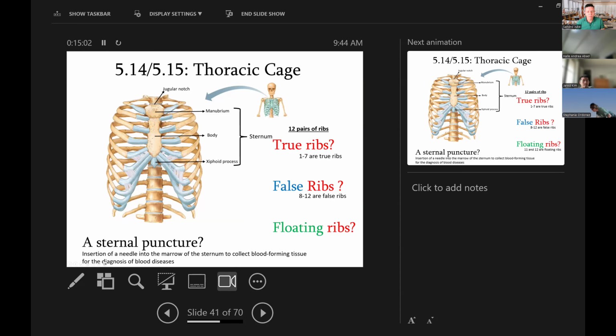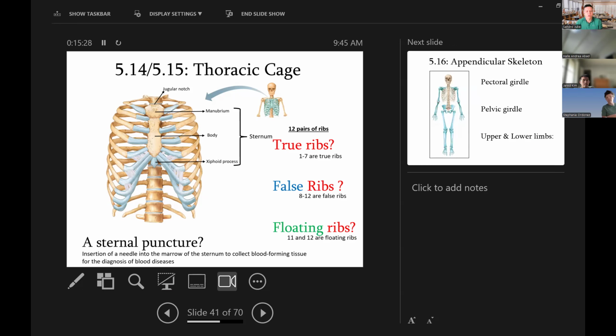For example, ribs number 8, number 9, number 10, and then we have 11 and 12. We can see that 8, 9, and 10 are connected to the sternum, but indirectly through rib number 7 right here. While the last two ribs, which are 11 and 12, are not connected at all to the sternum. And therefore, we call them floating. Not only are they false, but they are also floating, okay? Because they just float in the air.